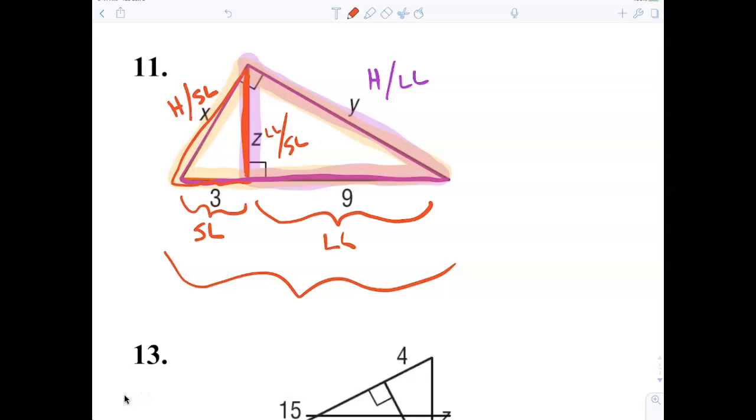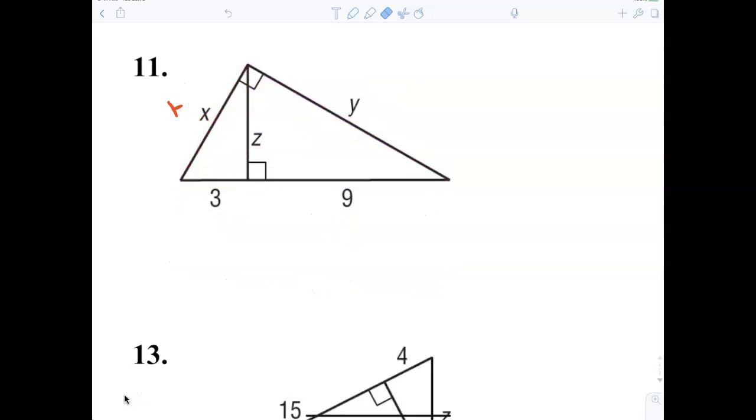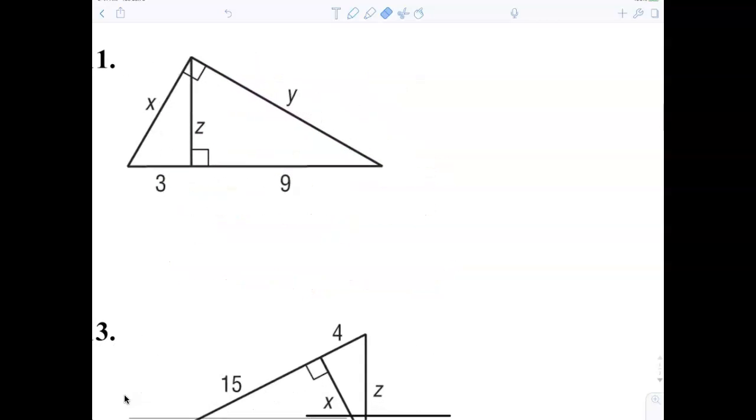All right, now I'm going to erase all that, now that you understand what I'm talking about. All right, here we go. Now I'm going to show you how simple this is. I'm going to circle 3, and I'm going to do it the hard way first. So there's 3 and x. That's a what? Short leg and a what? Hypotenuse. So short leg over hypotenuse is 3 over x. Does everybody agree? Everybody see that?